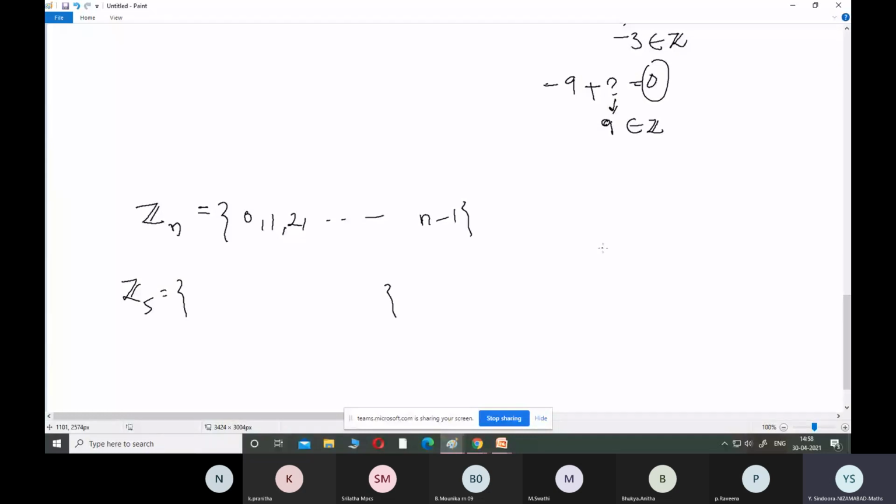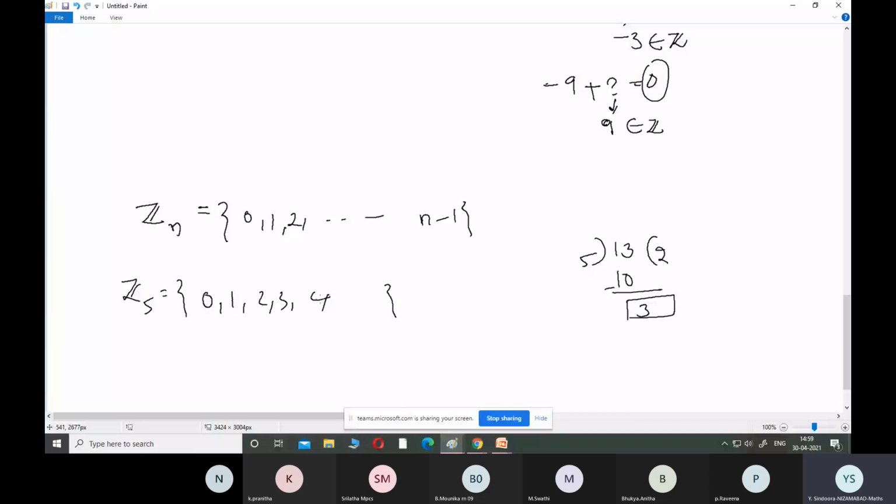For example, if I take 13 and divide with 5, what will be the remainder? It should be 3 for us, right? So whatever remainders I get after dividing integers with 5, those will be my set here. So my set here should be 0, 1, 2, 3, 4. These are the only elements in Z5.